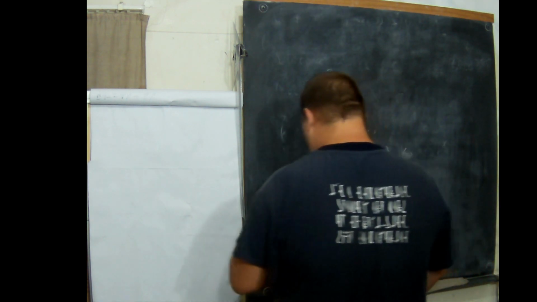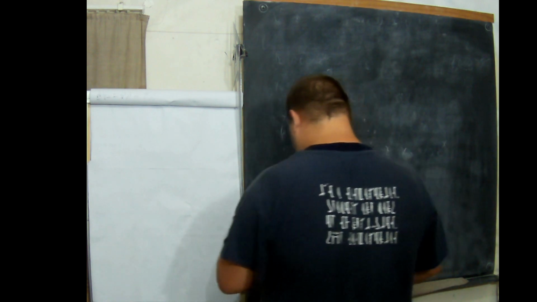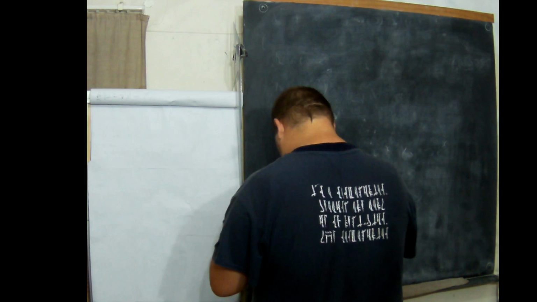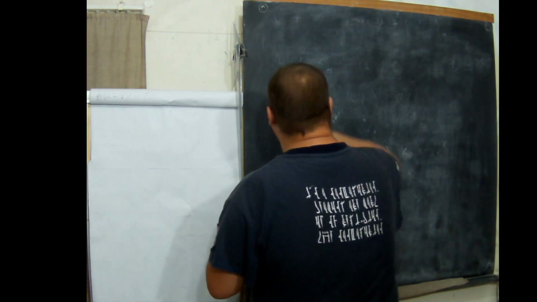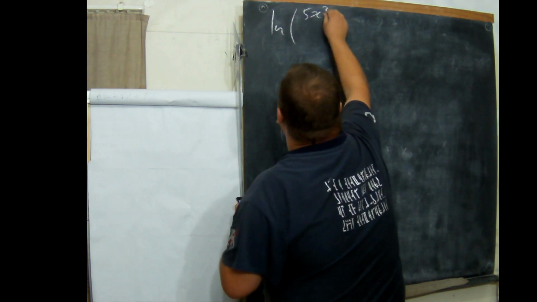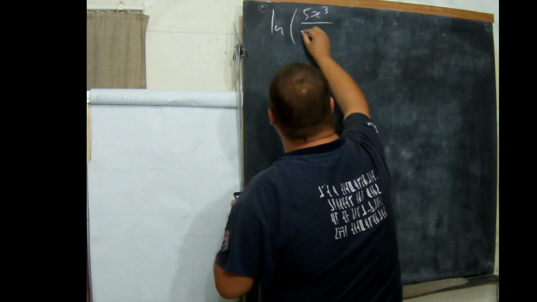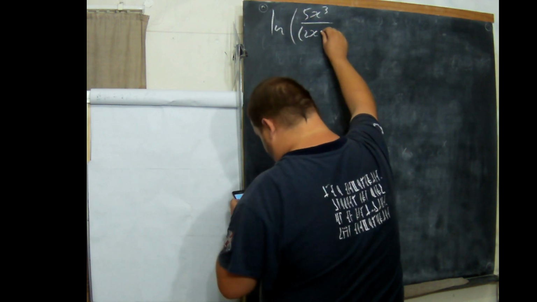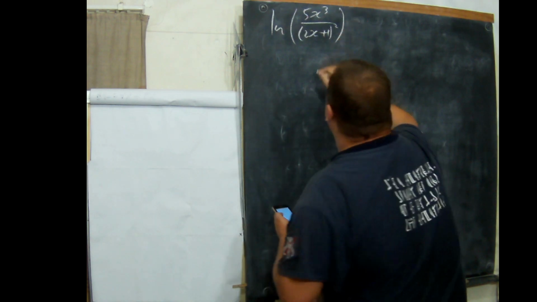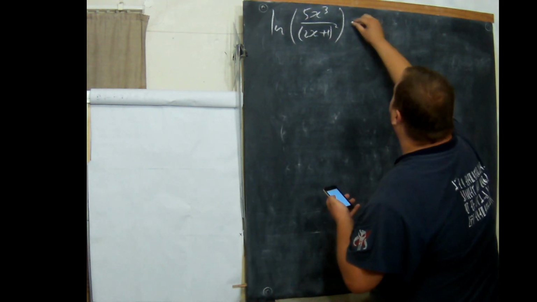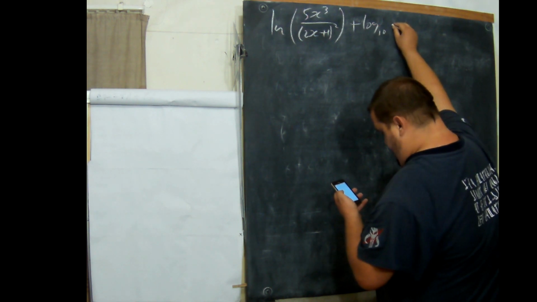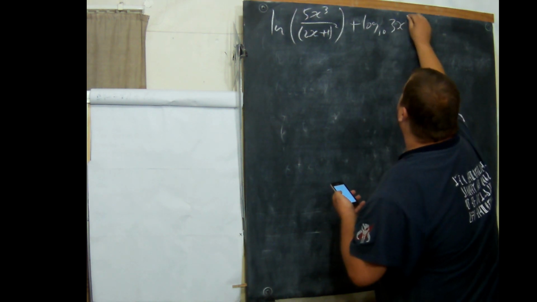Okay, the next one looks like this. Ln of 5x cubed over (2x plus 1) squared, plus log base 10 of 3x squared.